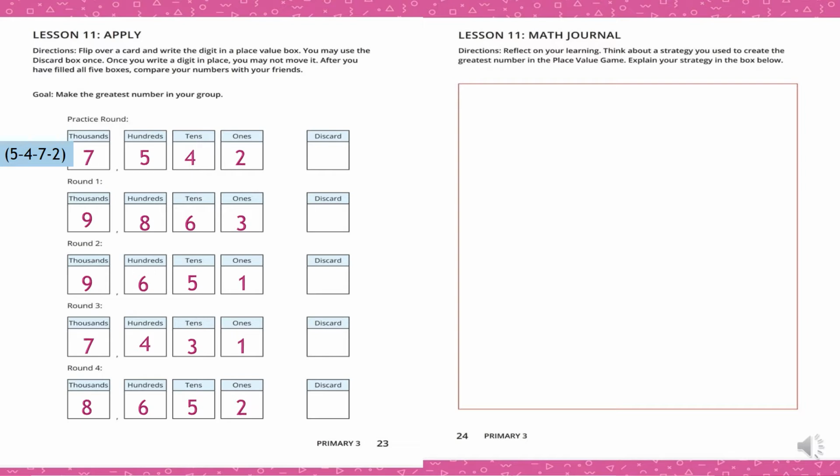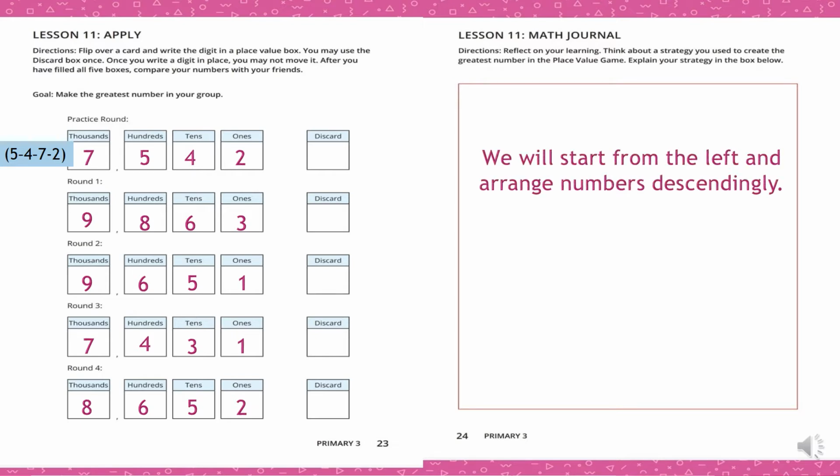Our math journal. Reflect on your learning. Think about a strategy you used to create the greatest number in the place value game. What is my strategy to make or to create the greatest number? We will start from the left and arrange numbers descending. Yes, it's a way to form the greatest number. Descending means start from the greatest number. So I started with the greatest digit, which was 7, then 5, then 4, then 2.